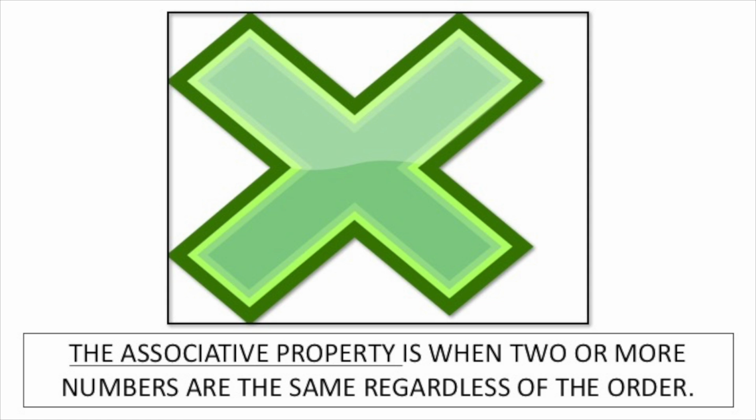Well done, guys. Associative property is when 2 or more numbers are the same regardless of the order. So let's take a look at associative property.